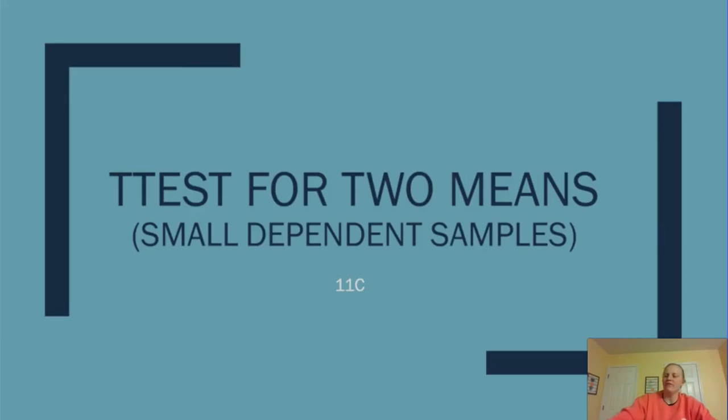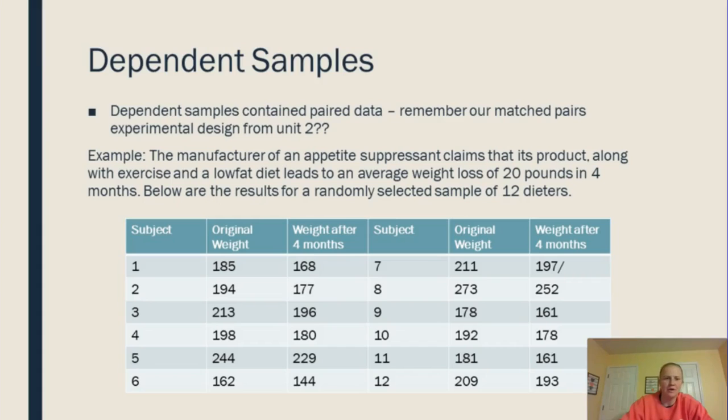All right, lesson 11C. We're going to do two t-test for two means, but this time we're going to do small dependent samples. Okay, so last time we did independent samples. Now we're going to look at dependent samples. And here's the difference. Dependent samples contain paired data.